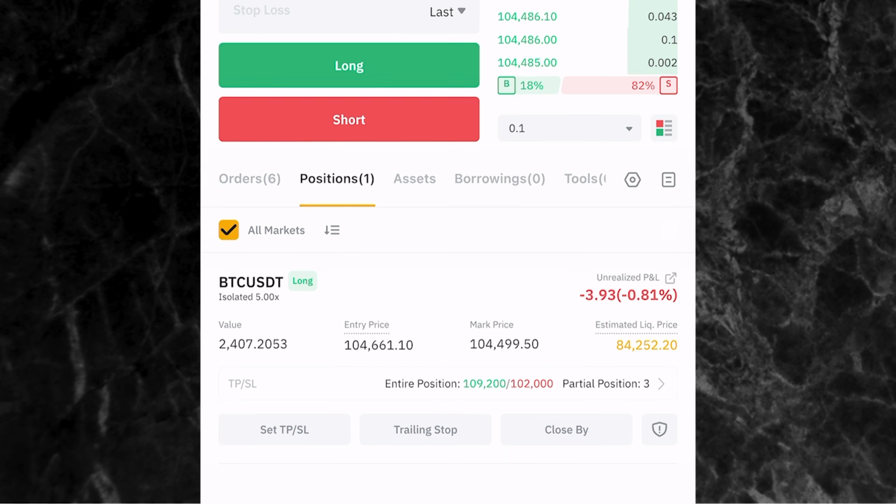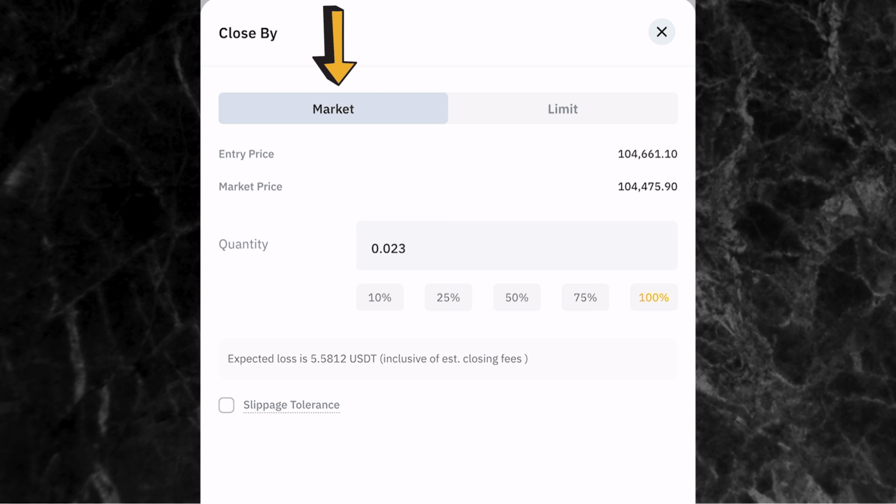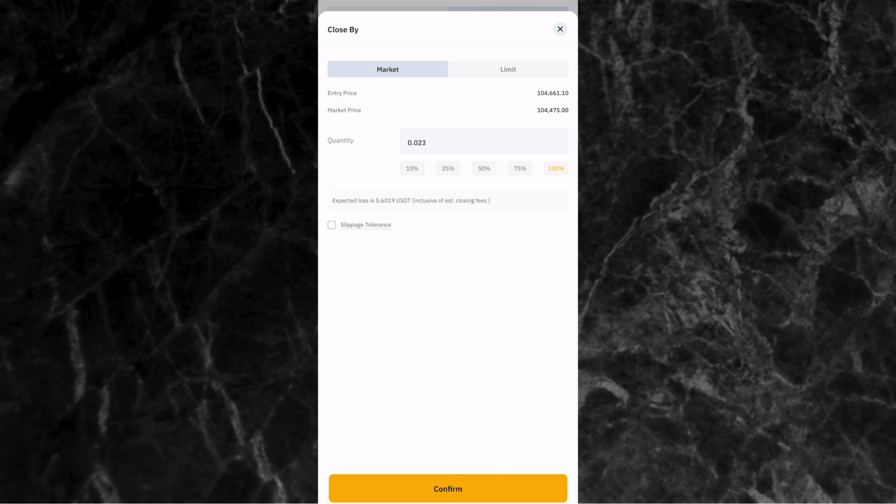So let me go under positions. So let me come back to show you how to close your trade. So if you want to close your trade, just click on where you have this close by. I'll just click on it, and then it must be on market. So if you want to close it immediately, it must be on market, and then you enter the amount you want to close, which should be 100%. And then you come here to the bottom side of the screen and you click on confirm.